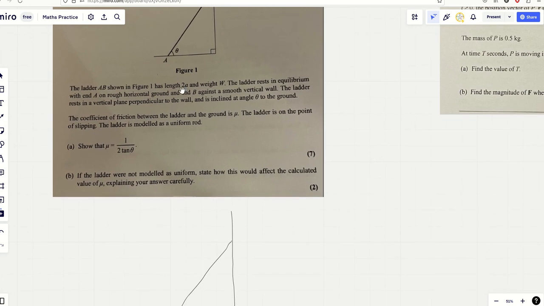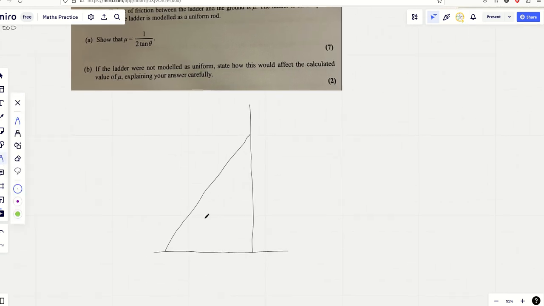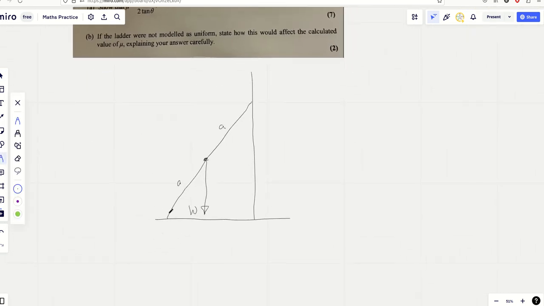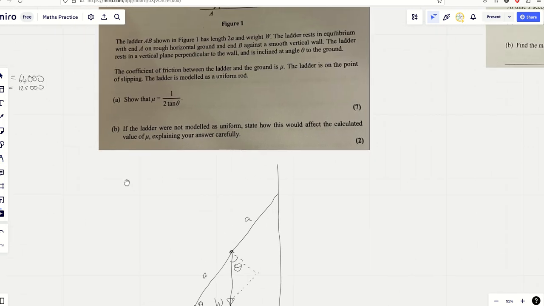Okay. It's got length 2A, weight W. Is it uniform? Yeah. So it's right in the middle, at A, and it's got weight W. Worth getting that done first. A and A. Okay, cool. What else have we got here? Oh, that angle's theta. So that angle's theta. Cool. What else do we know?